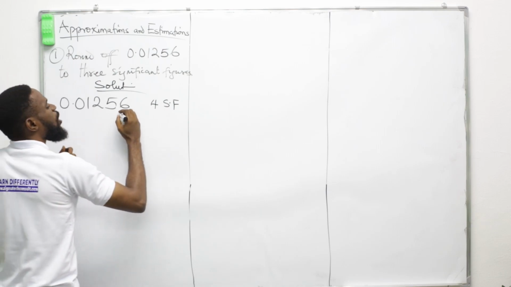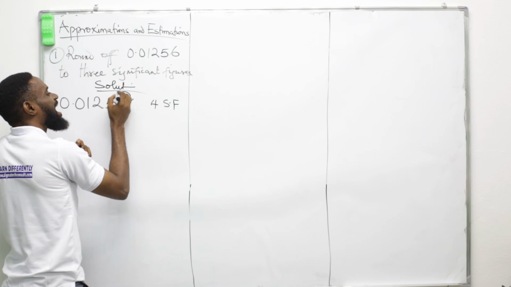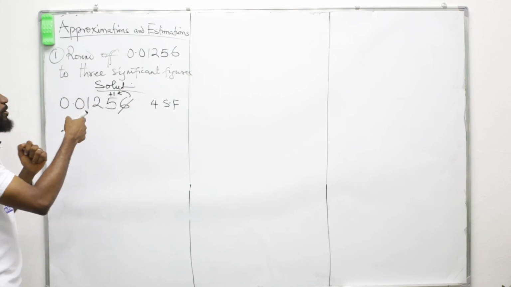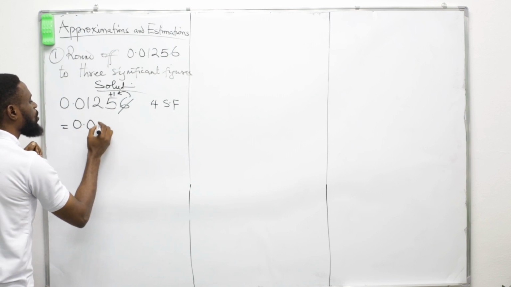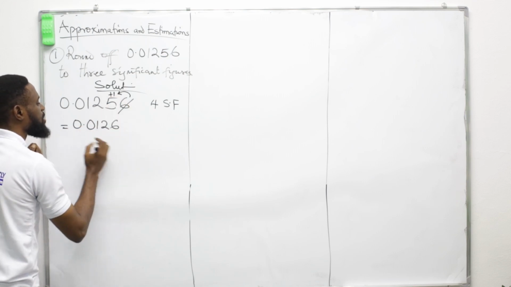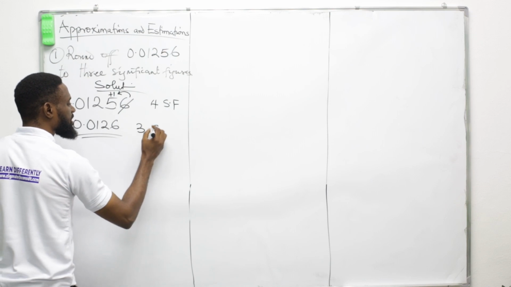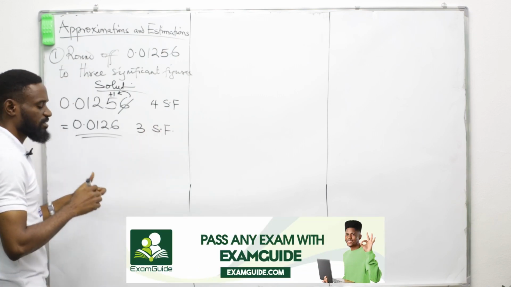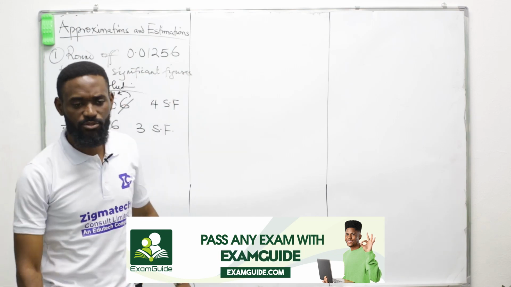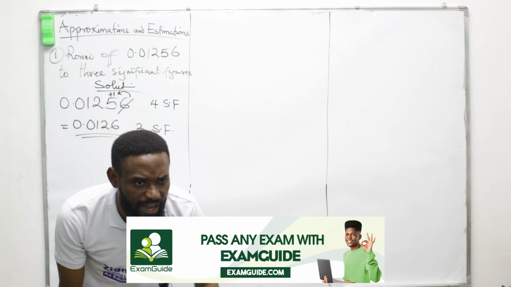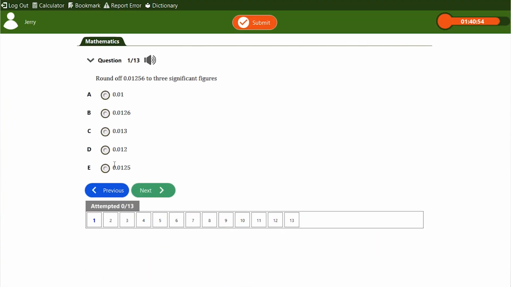So it means this 6 will go off, but it will come here and add +1 to 5 to give us 0.012 what? 1 plus 5 is 6. So 0.0126, that is in what? 3 significant figures. Once you do this, you are done. Very simple and easy. So if you look at the options we have there, is option A, 0.0126. Option B, 0.0126. All right? So we have successfully approximated or rounded that off to 3 significant figures.